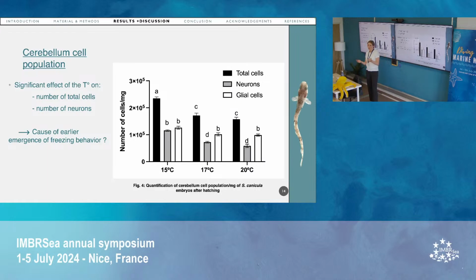So that could be the reason why we observe differences in the freezing behavior. Once again, those are just hypotheses. This could also be explained by the decrease of the embryonic developmental time. So they develop faster, maybe this is why they have fewer neurons, we don't know.